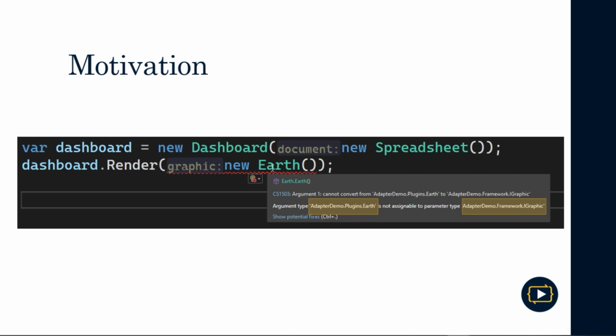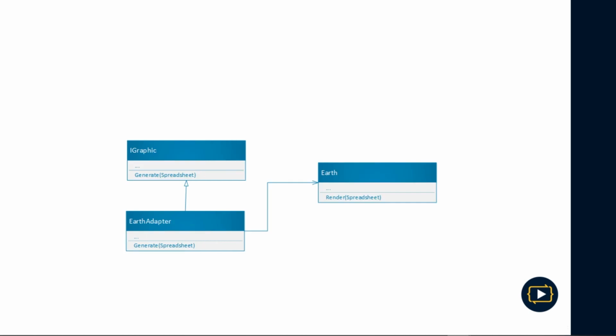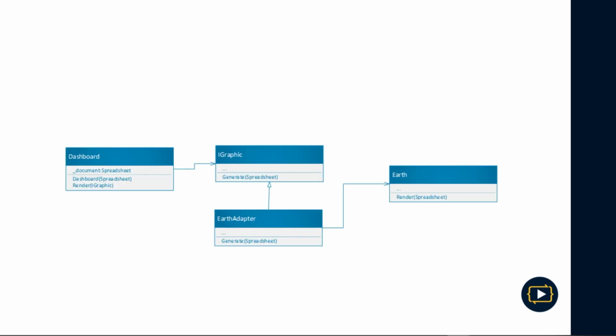Remember that the purpose is for us to be able to pass an iGraphic type element to the render method of the dashboard. Subsequently, we should create the corresponding adapter. In this case, the adapter is going to be called EarthAdapter and contains the generate method. On the other hand, the Earth class represents the class of the external library and contains a method with a different name called render. This class is the class that we must adapt to be compatible with the system. Finally, the dashboard class is the one that will interact with the abstraction to execute the render method correctly. Let's see how to carry out this implementation in code.